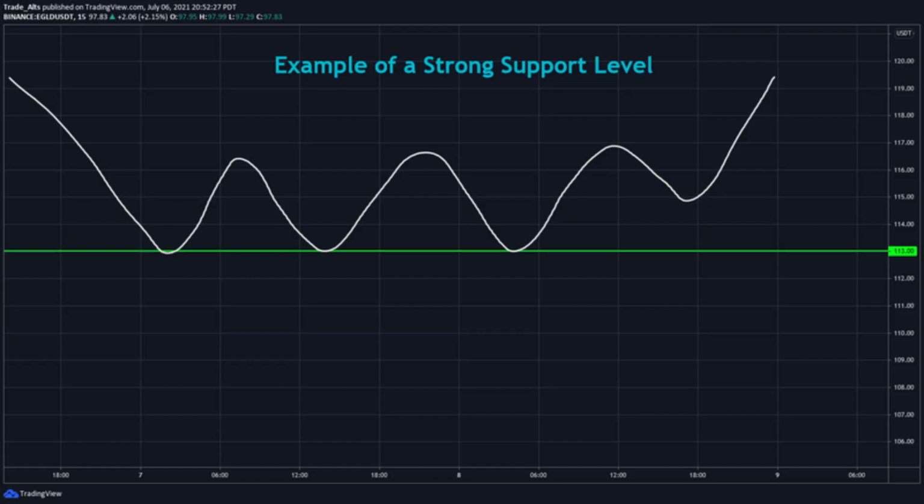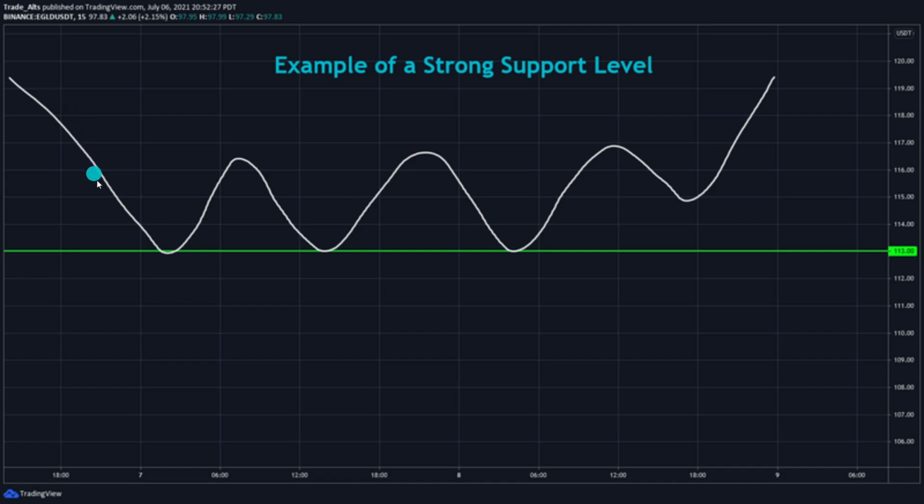So we're going to jump into some very basic examples, and these are just ones that I hand drew, because I just thought it would be the easiest way to show you what a support or an SR level looks like when it comes to the chart. So basically, this green line that you see here is your support and resistance level.